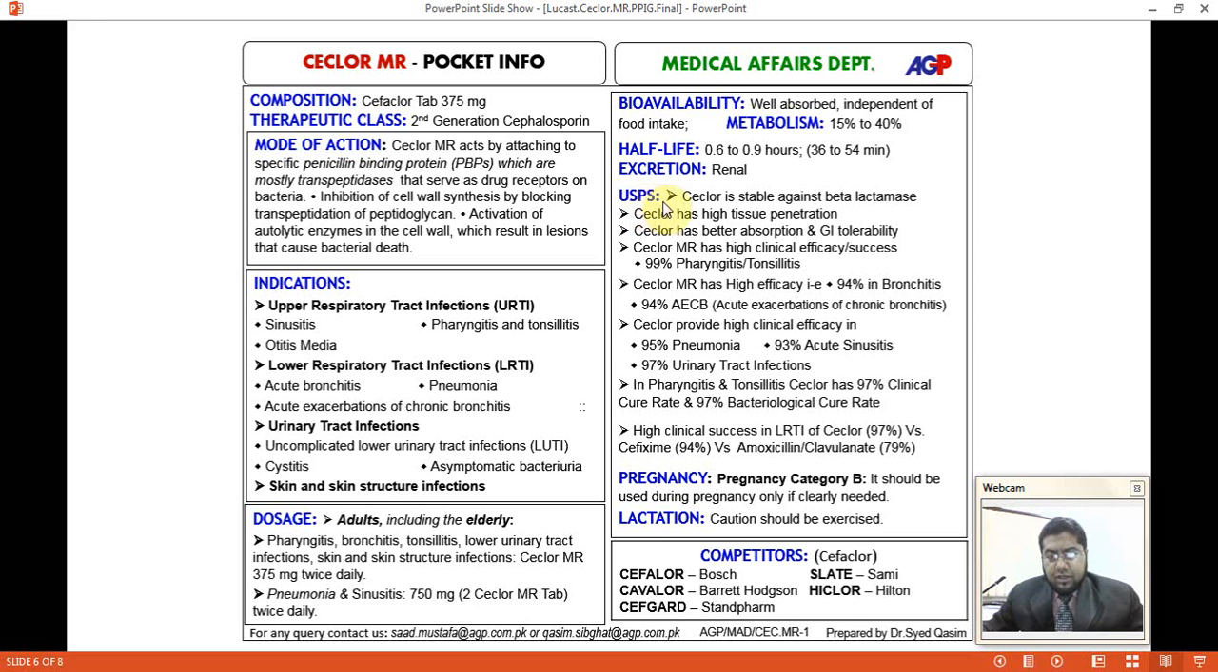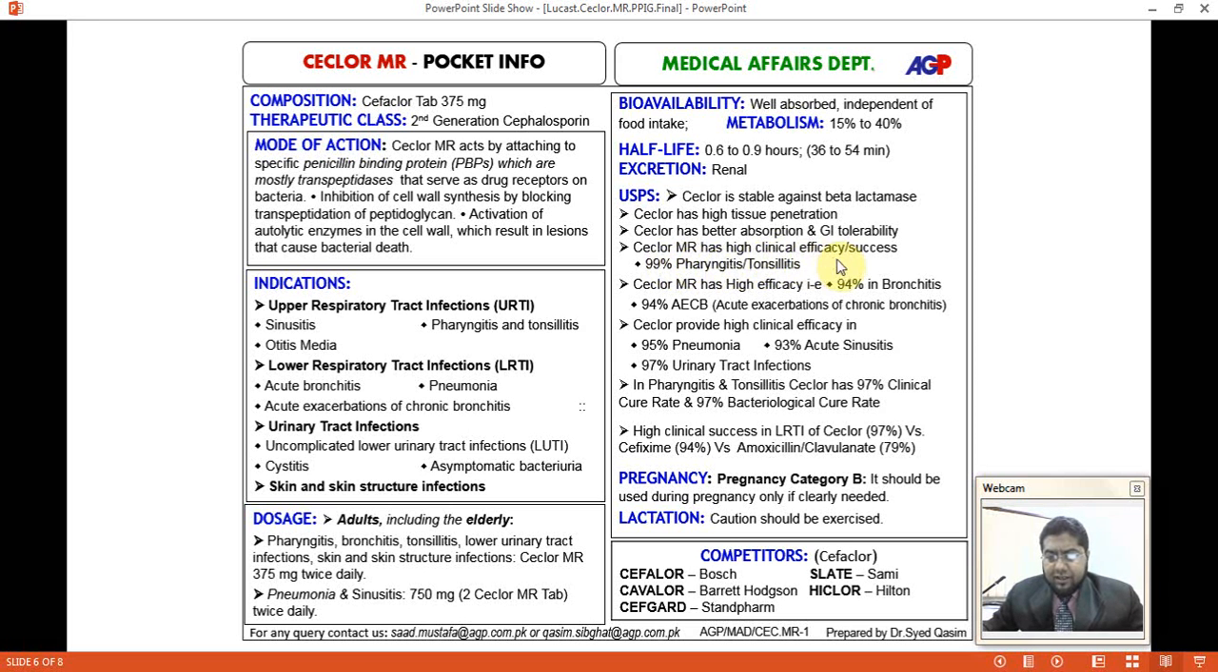Unique selling points: Ceclor is stable against beta-lactamase. Beta-lactamase are the enzymes produced by some bacteria that provide resistance to beta-lactam antibiotics like penicillin. Ceclor has high tissue penetration. Ceclor has better absorption and GI tolerability. Tolerability refers to the degree to which adverse effects of the drug can be tolerated by the patient.